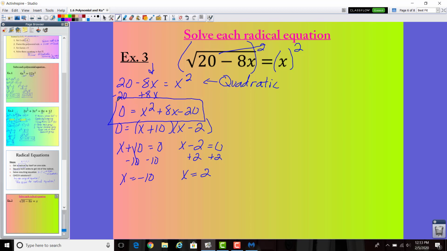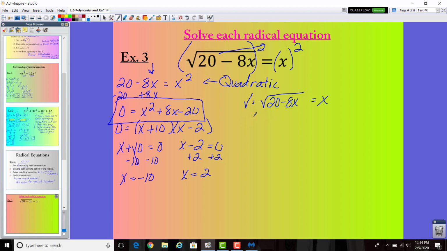To get those, we solve this quadratic equation. We need to solve the radical equation. So we need to check these two answers in the square root of 20 minus 8x equals x. Now this radical is already here. So we know when a radical is there, whatever sign is in front of it tells us which square root they want, the positive or the negative one. Since there's no negative sign in front of this, I want the positive square root.